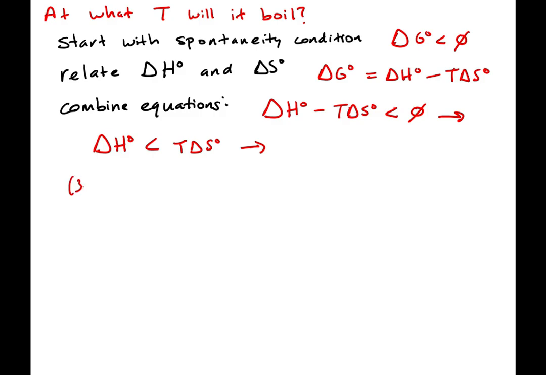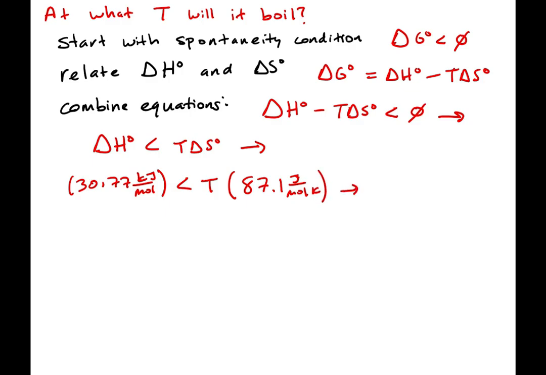So we'll plug in the delta H value of 30.77 kilojoules per mole less than T times delta S standard, which we were told was 87.1 joules per mole per Kelvin.